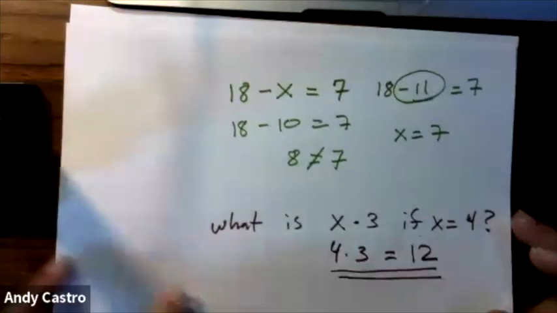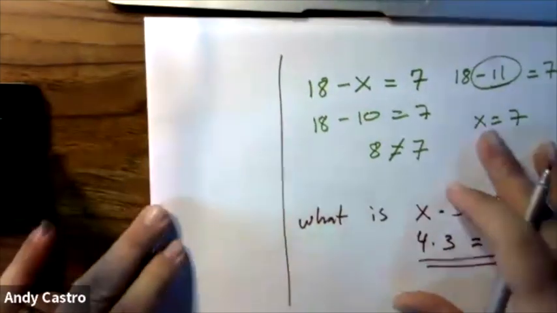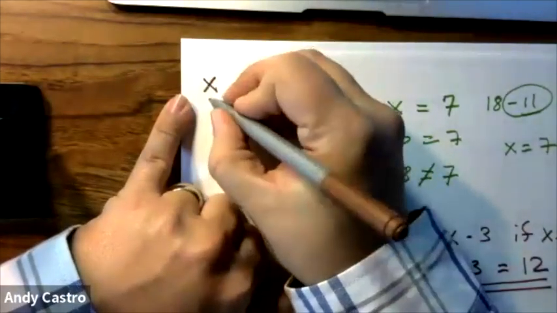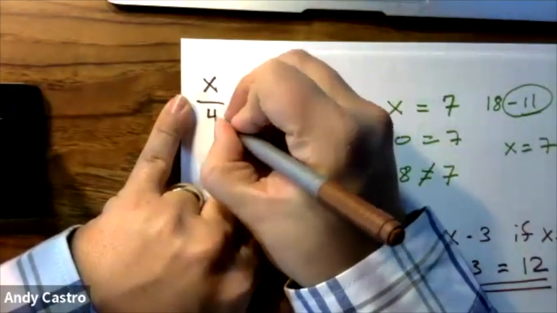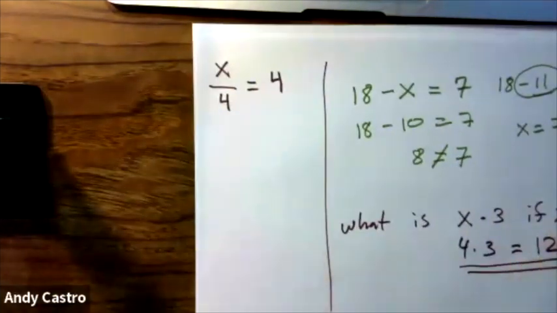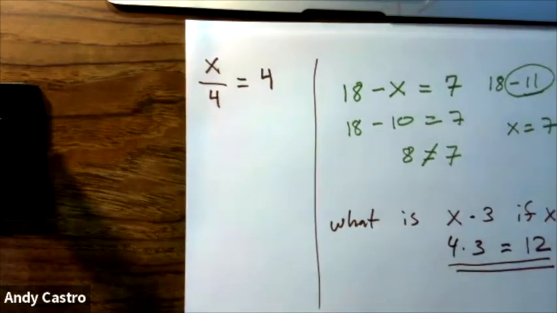All right. Let's do another one. Let's do x divided by 4 is equal to 4. x divided by 4 is equal to 4. What does x have to be? Okay, got one right answer, one wrong answer. So if you submitted an answer, try to take a look at it again.